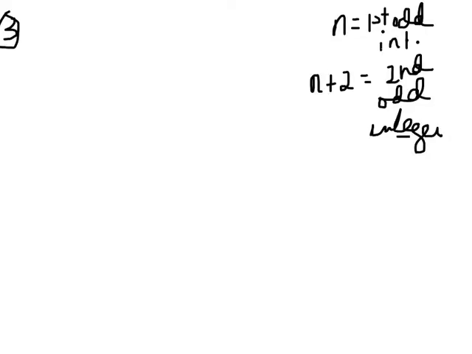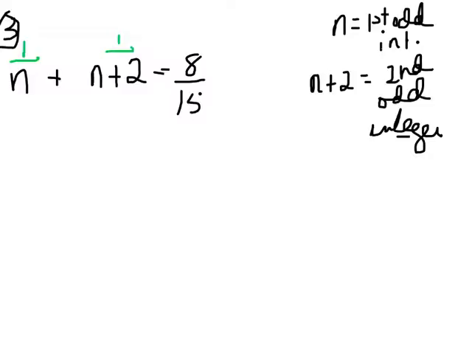They tell me if I add these two, because it says sum, so I'm going to add these two, it's 8/15. And they want us to find them, okay? So we have n, oh no, it's not the sum of them, it's the sum of their reciprocals. So to make them reciprocals, I need to put 1 over each of them, don't I?